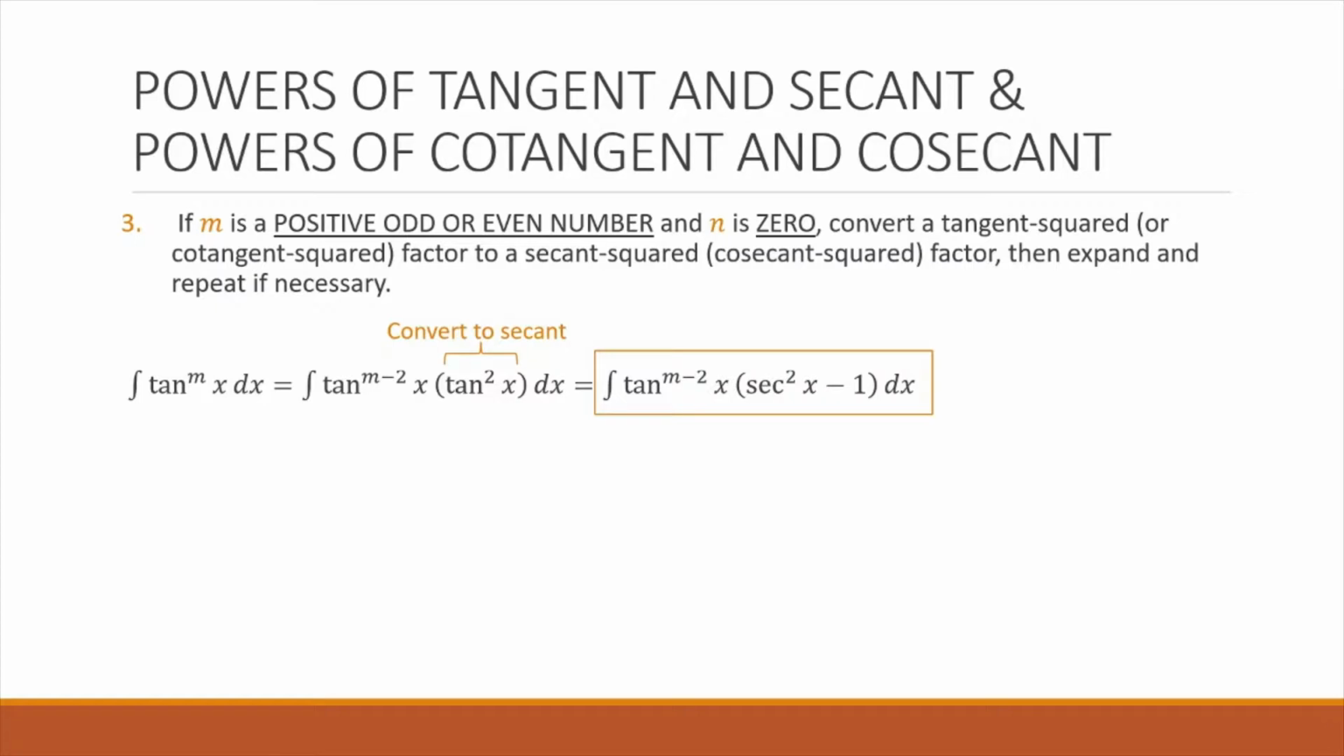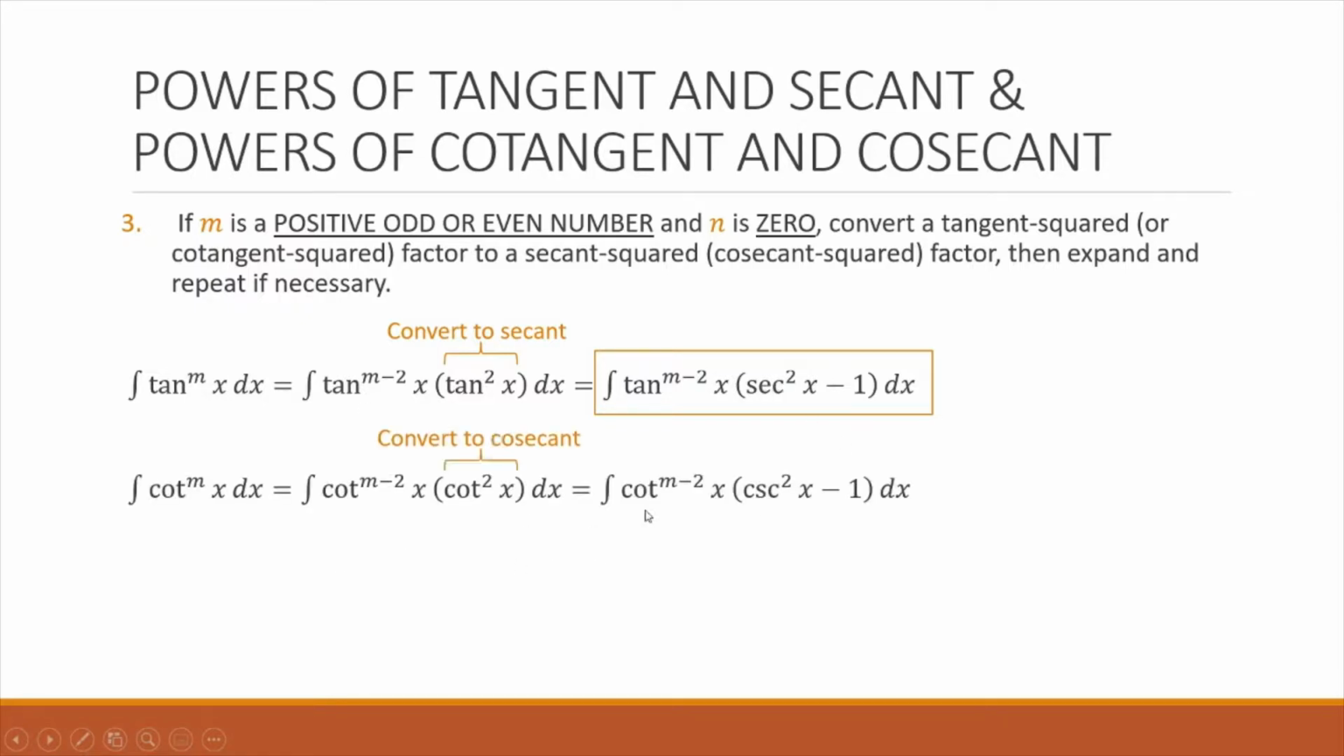And then, check natin if integrable na siya after. So, expand nyo siya. Distribute. Then, after that, you check if it is already integrable. Okay? Same with cotangent. Yan.